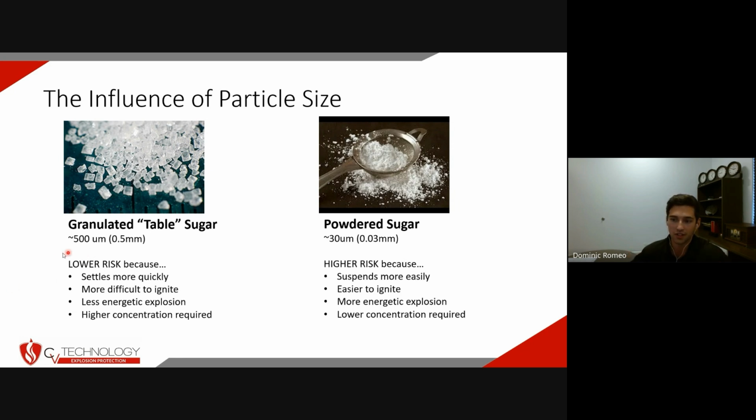This is a good example of granulated versus powdered sugar. They're the same material. However, granulated sugar is a much lower risk because it settles in the air. So imagine you have a big chunk of dust and you throw it in the air. That granulated sugar is going to come down a lot faster than the powdered sugar because it is heavier and more dense.